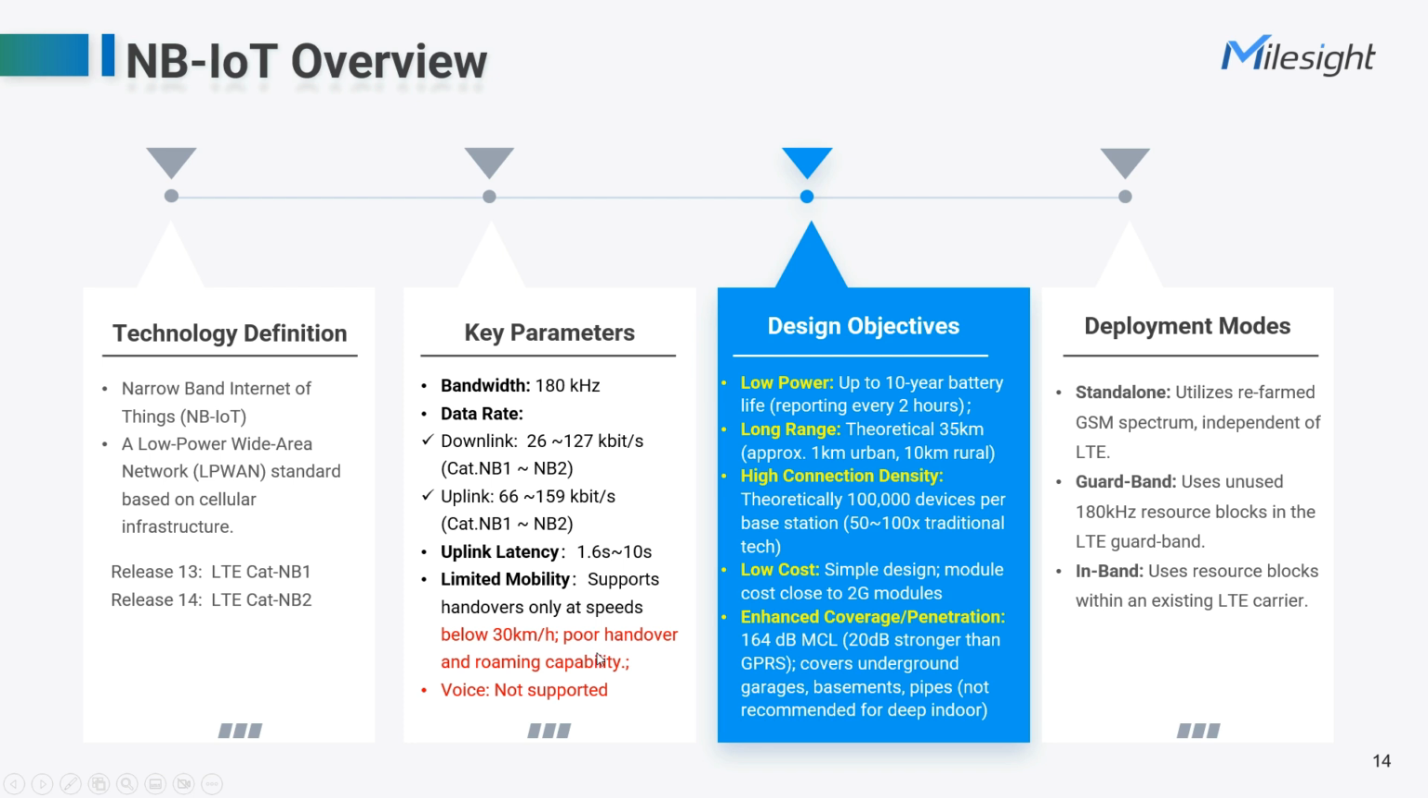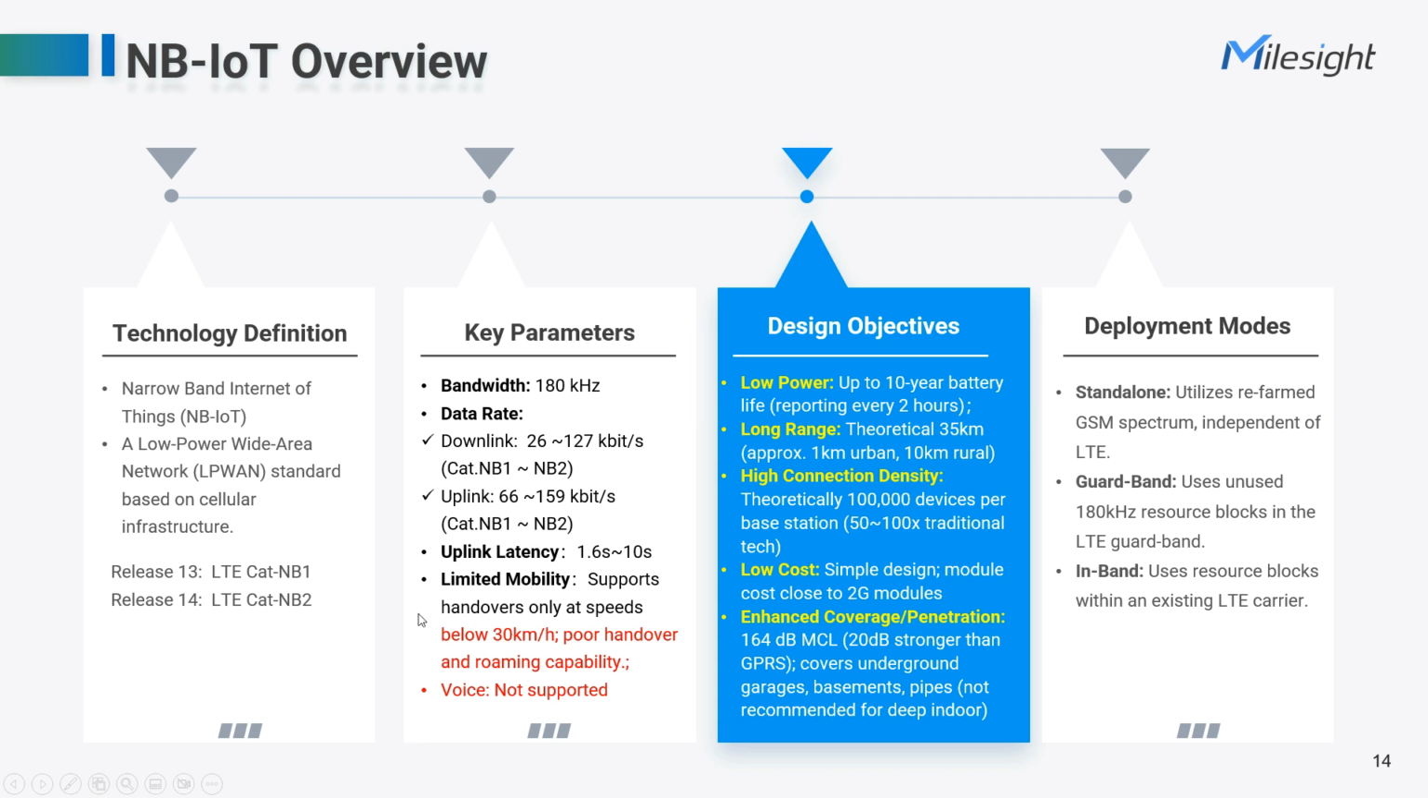Because of this low mobility, we generally don't use NB for applications like fleet management or cross-border cold chain tracking. This technology was designed with a specific mission from the start: to be low power, long range, high connection density, low cost, and have superior signal coverage. In fact, NB provides a 20 decibel gain in maximum coupling loss compared to old GPRS technology. Think of that as a 100 times improvement in coverage power. This means it can reach places like underground garages, basements, and pipelines.